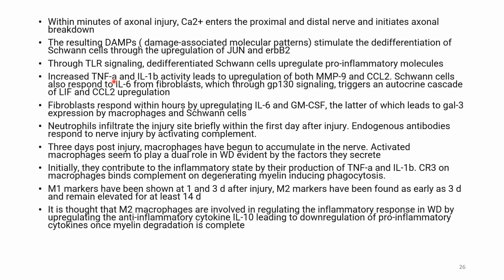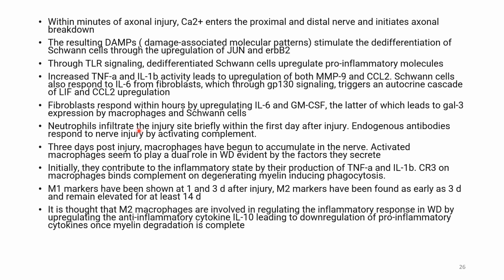The Schwann cells also respond to interleukin 6, which is released from the fibroblasts, which through GP130 signaling triggers an autocrine cascade of LIF and CCL2 upregulation. The fibroblasts respond within hours by upregulating interleukin 6 and GM-CSF, granulocyte-monocyte colony stimulating factor, the latter of which leads to Gal3 expression by macrophages and Schwann cells.